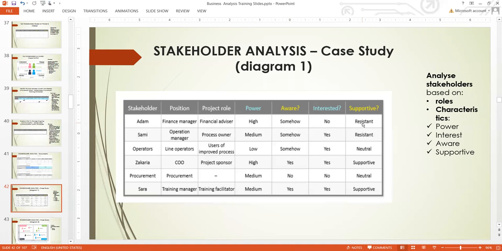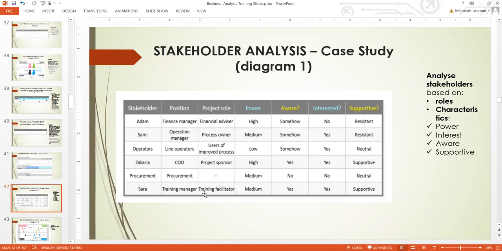then you think you have his support, but you find out that he's not supporting. With all these indicators, you can see that at the end of the day, he's not supportive. So if you are the project manager with this kind of data in your stakeholder management document, you have to work hard to get Adam's support. So that is it.